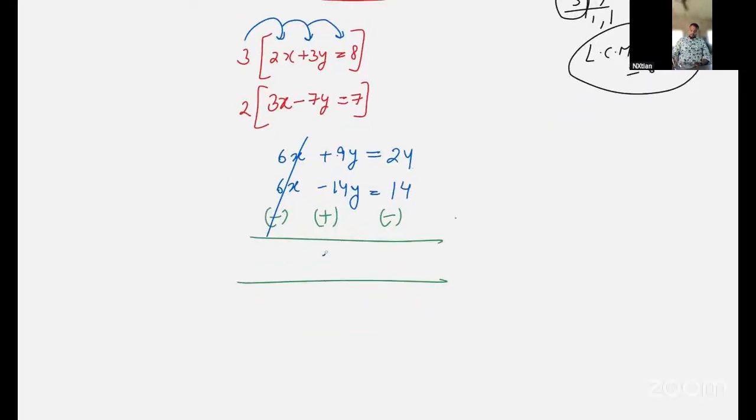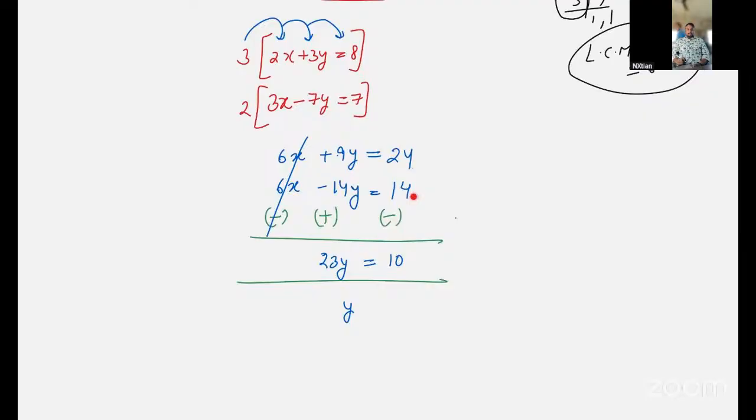No, it won't be, because it is plus 9y and plus 14y. Oh, okay. Got it? So it will become what? 23y is equal to, what is the answer of this? 24 minus 14. No, beta. See now, it's 24 and minus 14 is there.